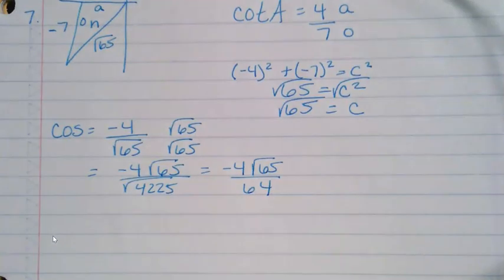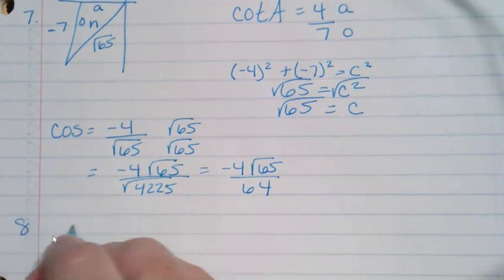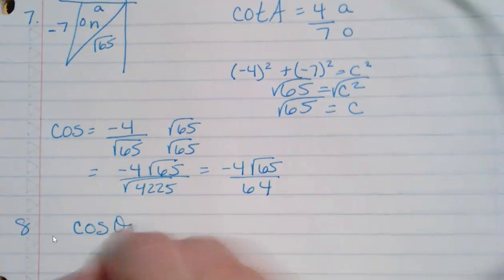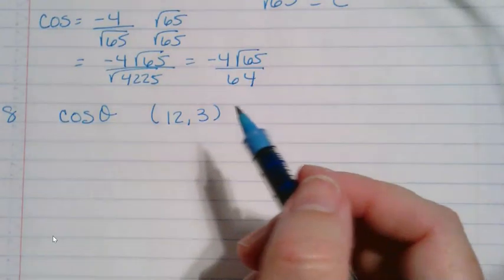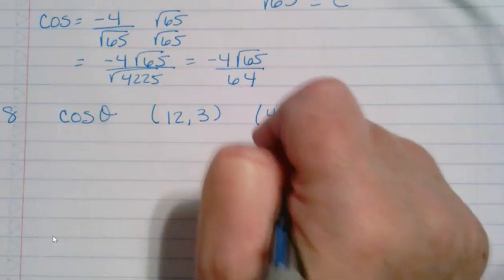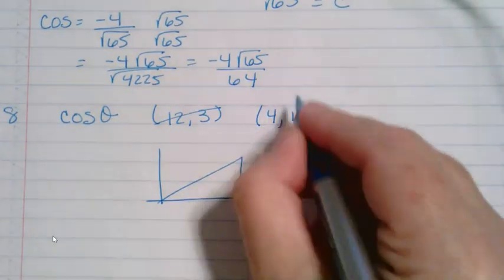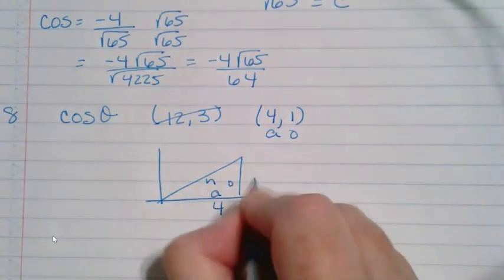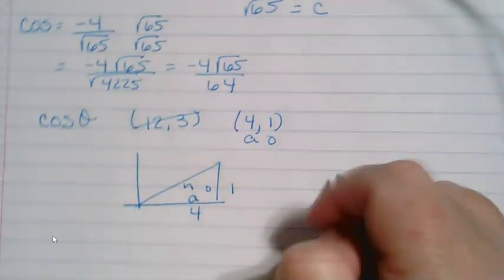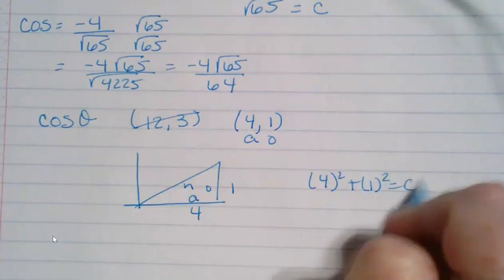Okay. Number 8. This question has come up a lot. They want cosine given 12 and 3. We're in quadrant 1. My advice here, we can reduce this. So this would just be 4 and a 1. Remember A-O-H, 4 and 1. We do need the Pythagorean theorem to get our hypotenuse, so 4 squared plus 1 squared equals c squared, which is 17.